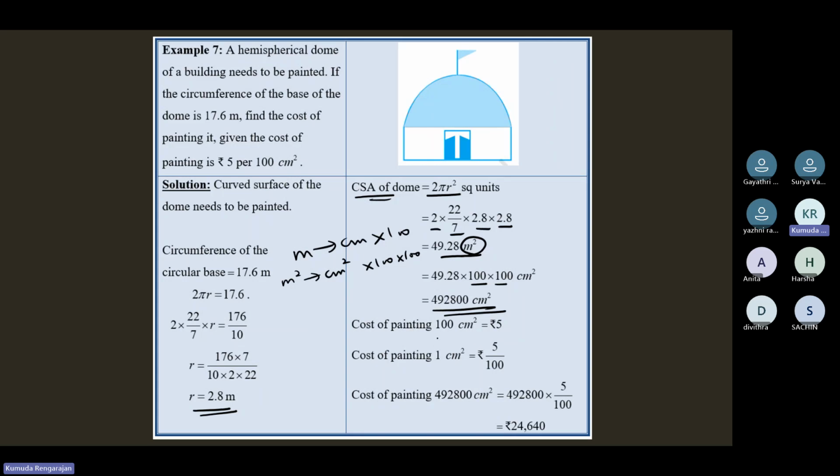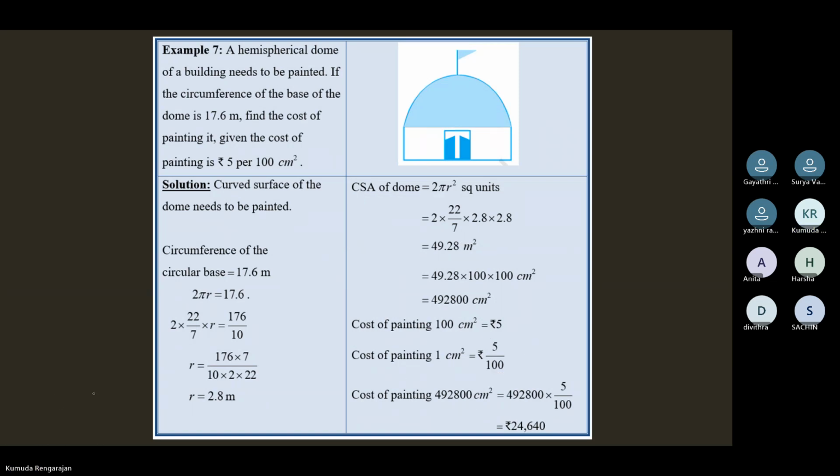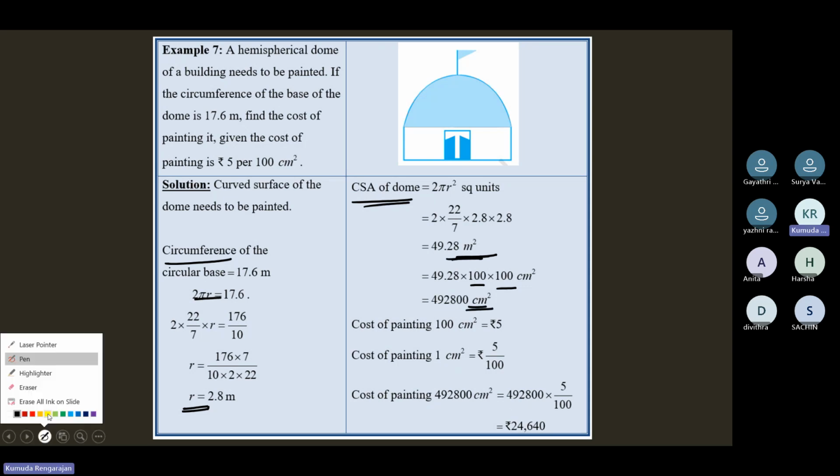Now coming to the cost. 100 centimeter square, 5 rupees. 1 centimeter square, 5 by 100. So this centimeter square will be this value into 5 by 100. Using the circumference, find the radius. Once you find the radius, find the curved surface area. You get it in meter square. Multiply by 100 2 times to convert it to centimeter square. Then find the cost.